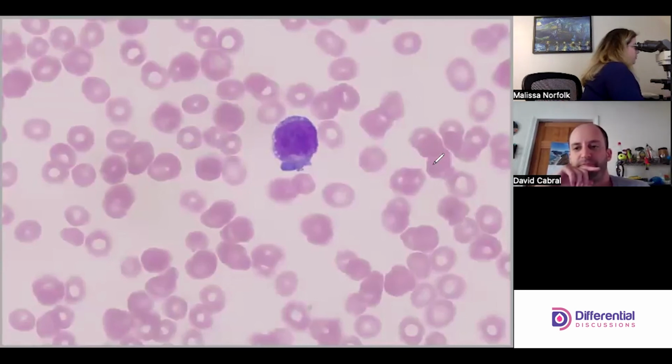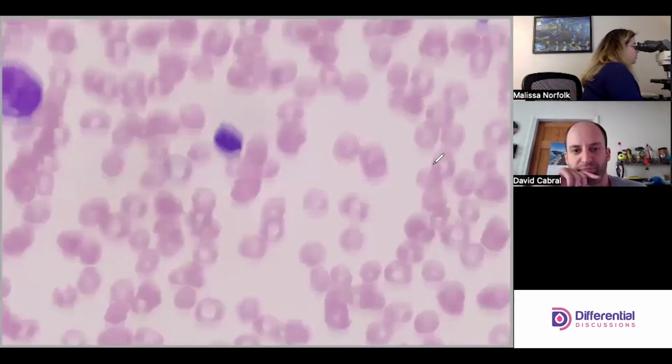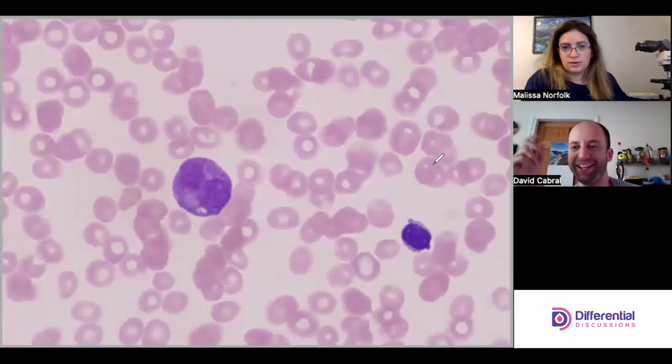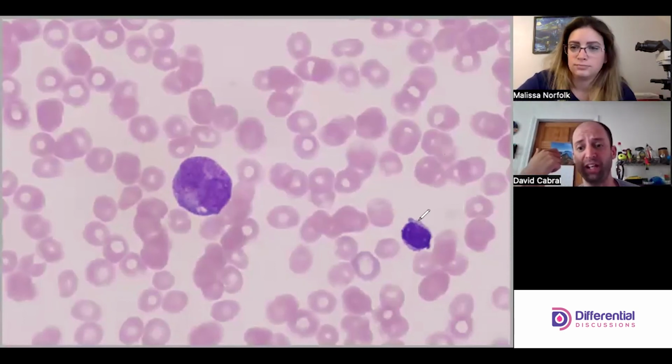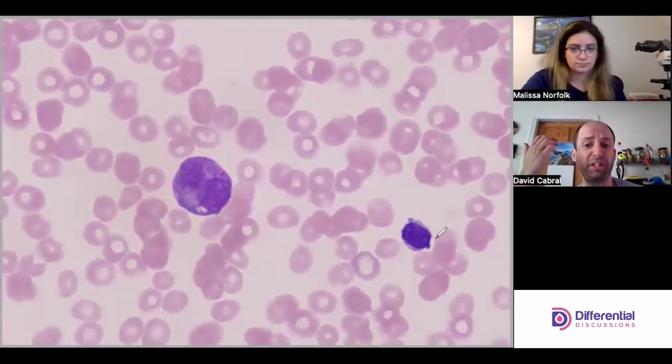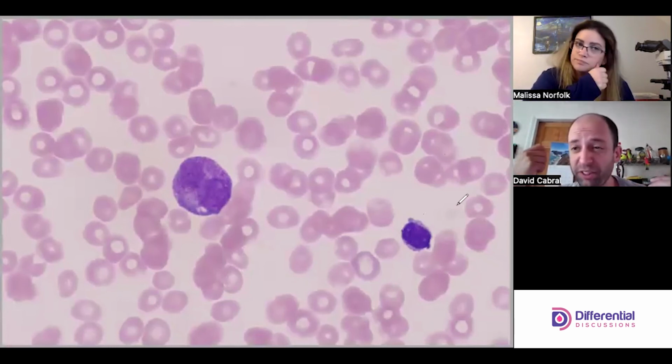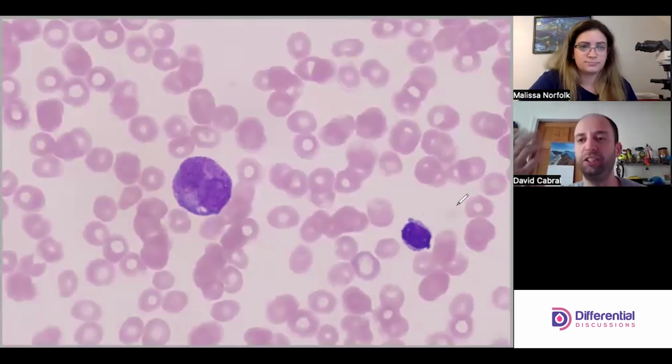All right, let's find one more field. Sounds good. Oh, this is a good one. Oh, cool. So visual anchors. I'm going to look at that cell on the right and I see it's significantly smaller, right? Nucleus is approximately the size of a red cell. Is it the prettiest lymph I've ever seen? No, but it is just a lymph, right?